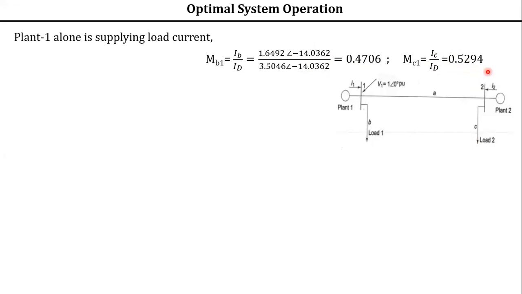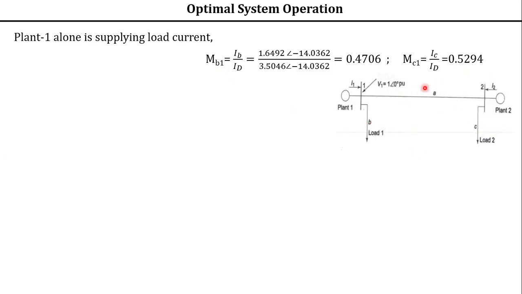0.5294. Understood? For one sample I will show you the clear step of substitution. For the others, you have to follow the same procedure. So we got the current distribution factor for the two branches B and C.